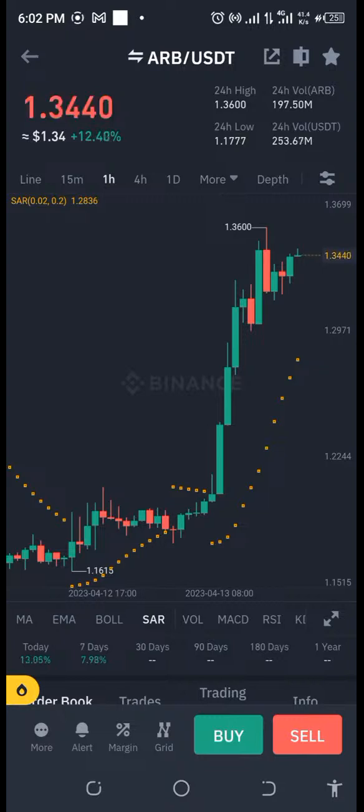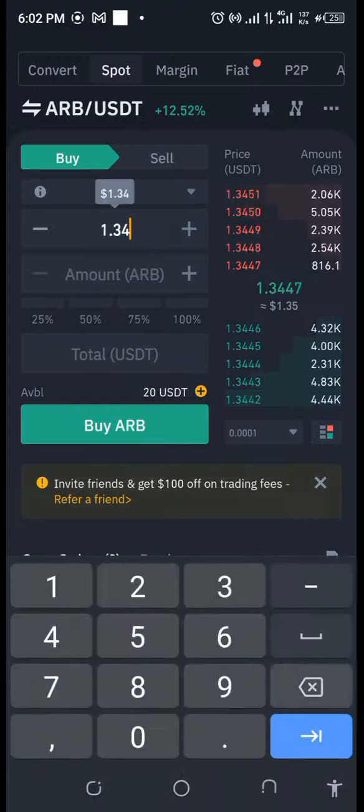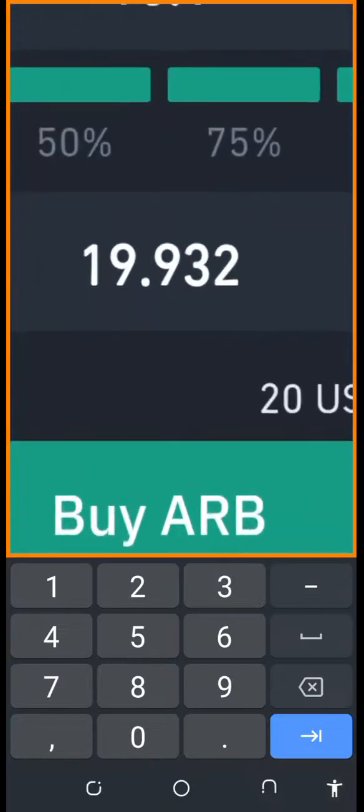So let's go ahead and see how we're going to do this. Let's do a quick simulation. Currently the price is at 1.34. I'm going to take this down to 1.32, and then I would pick up the entire 100. Well, it's not picking up everything though. It's just picking up 19.93, but that's fine.